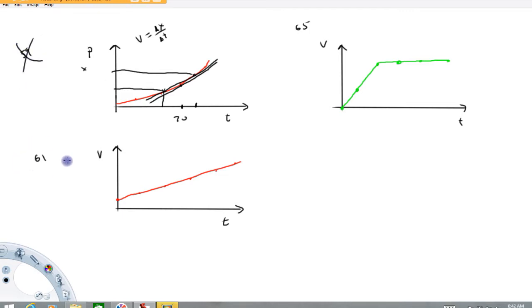Let's talk about 61. So 61 is a similar type of problem. It says, using approximate values, calculate the slope of the curve to verify that the velocity at 30 seconds is 0.238 meters per second. Assume all values are known to 3 significant figures. The picture for it is right above it.